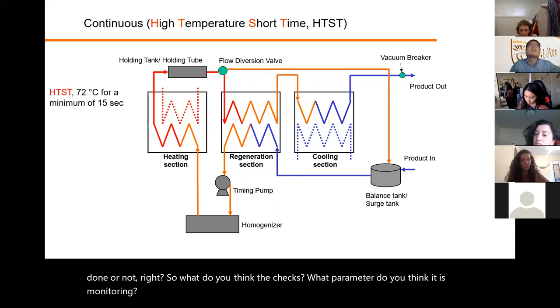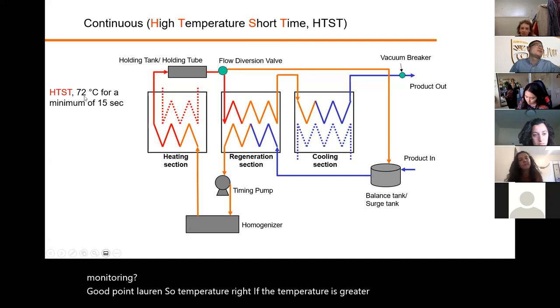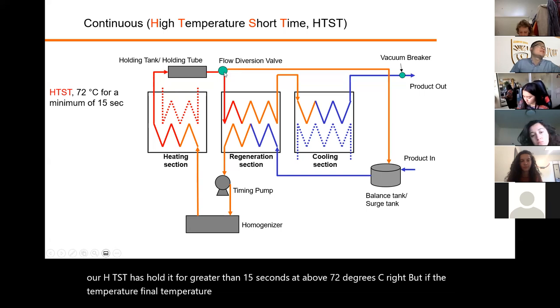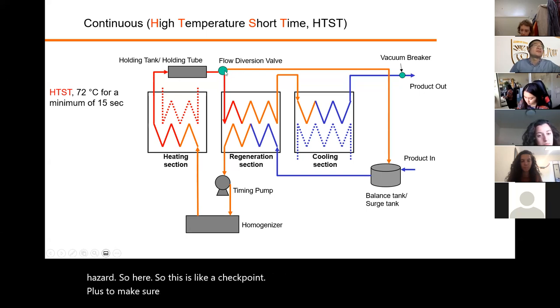Temperature. Good point, Lauren. So temperature, right? If the temperature is greater than 72, which means our HTST has held it for greater than 15 seconds at above 72 degrees C, right? But if the final temperature here is lower than 72, then there's a potential safety hazard, right? So this is like a checkpoint for us to make sure the milk is processed sufficiently.